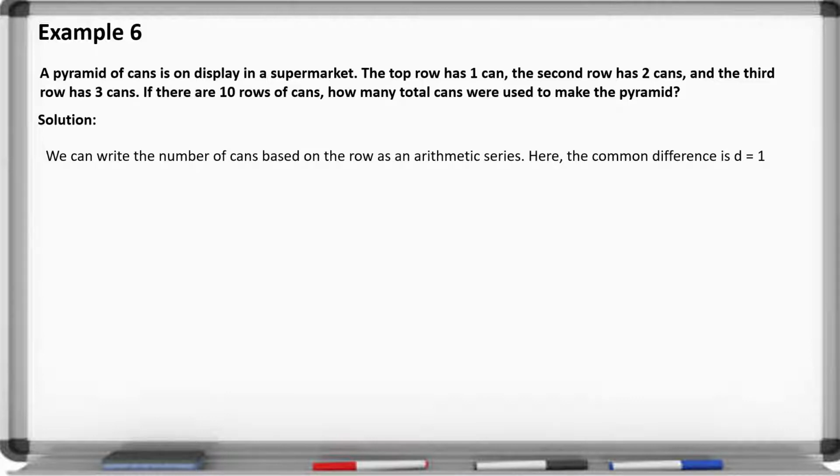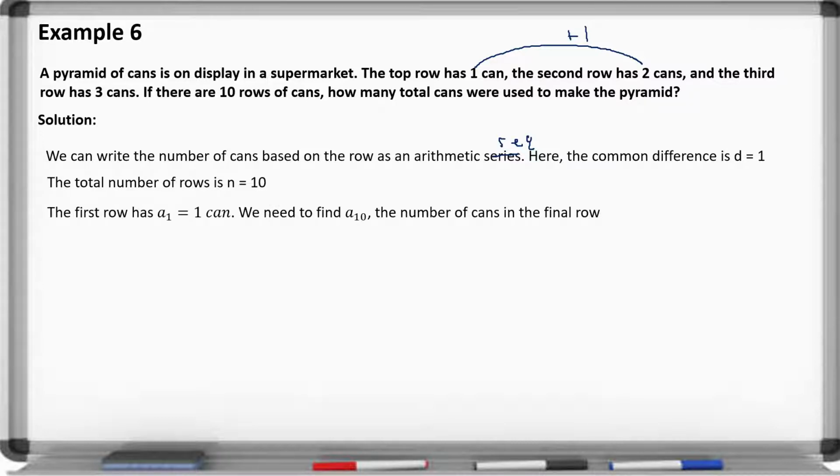So we can write the number of cans based on the row as an arithmetic sequence, sorry, so this should actually say sequence. We'll just shorten that to SEQ. The common difference is actually 1 because the top row has 1 and then the second row has 2 and then the third row has 3. So you're just adding 1 to get to the next row. We know that the total number of rows n is equal to 10. So a1 is equal to 1 and a10 we need to actually find.